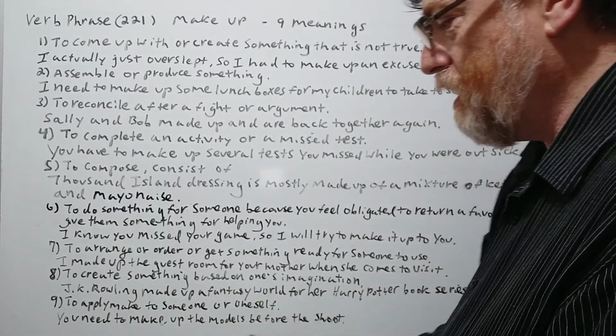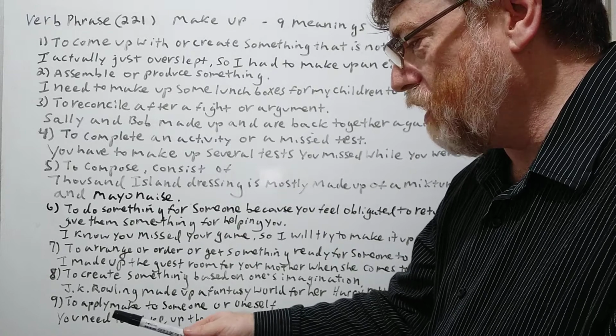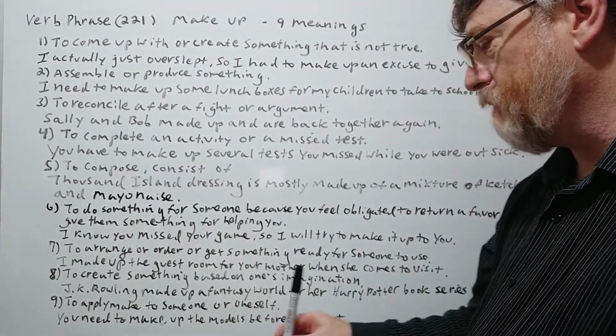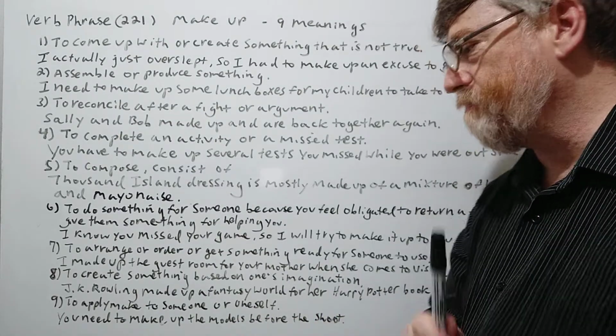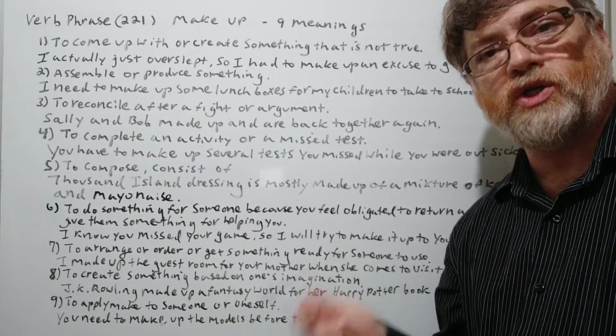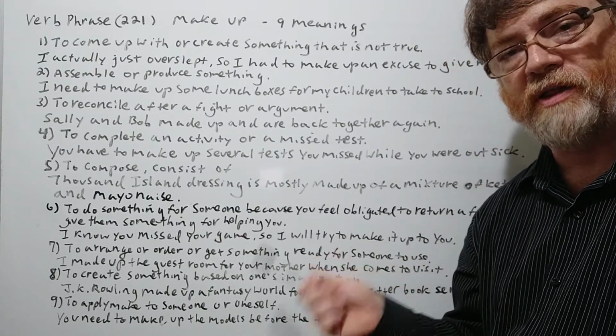All right, number 9, to apply makeup, basically, to someone or to oneself. Okay, you need to make up the models before the shoot. It means you need to put the makeup on the models.